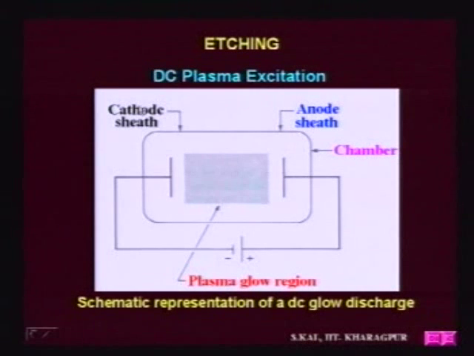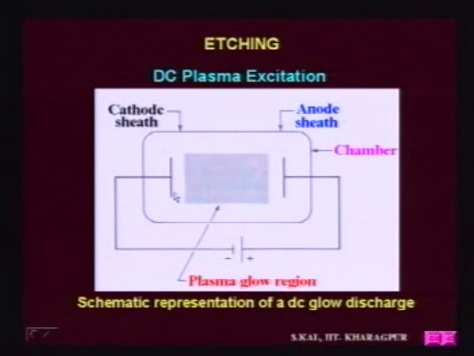Since the positive charge cloud is there, electron acceleration will not be there. Because of that there will be no glow in this particular region, and that is known as the dark space. And since it is near the anode, it is known as the anode sheath or anode dark space.